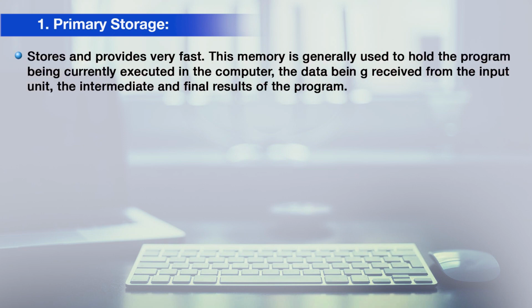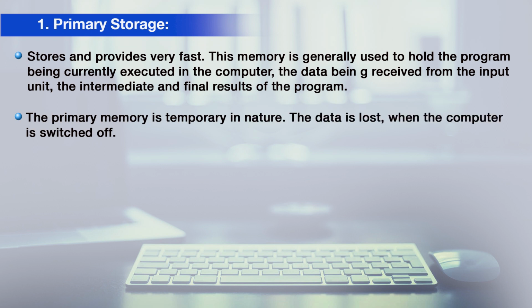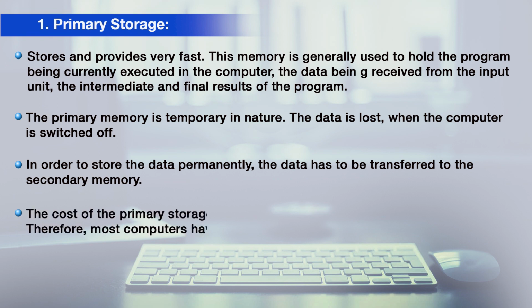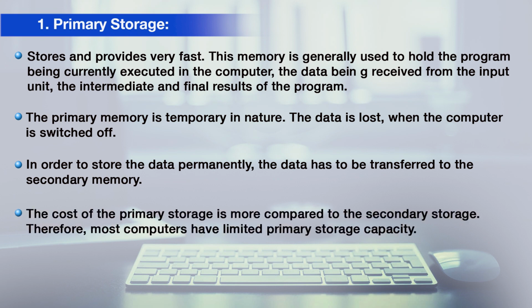This memory is generally used to hold the program being currently executed in the computer, the data being received from the input unit, and the intermediate and final results of the program. The primary memory is temporary in nature. The data is lost when the computer is switched off. In order to store the data permanently, the data has to be transferred to the secondary memory. The cost of the primary storage is more compared to the secondary storage. Therefore, most computers have limited primary storage capacity.